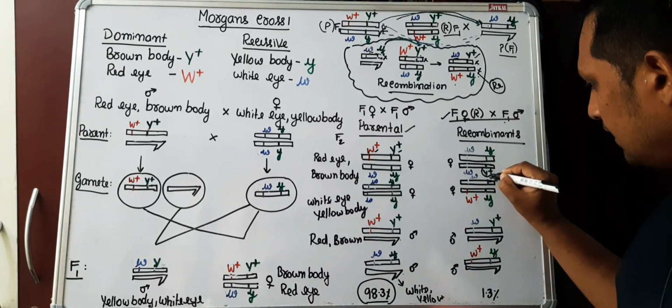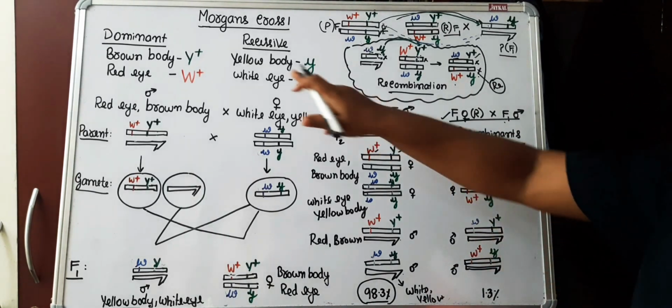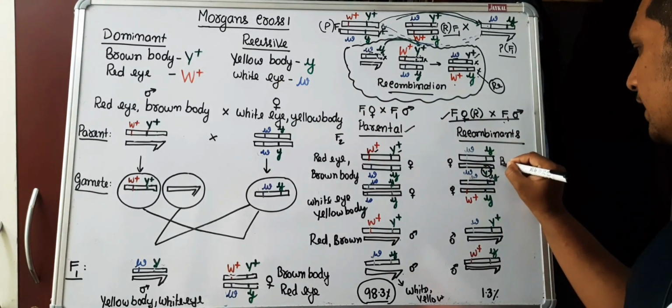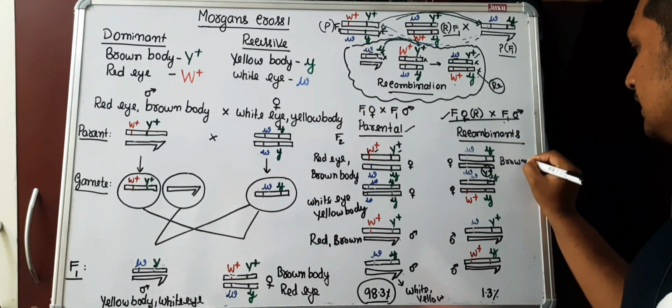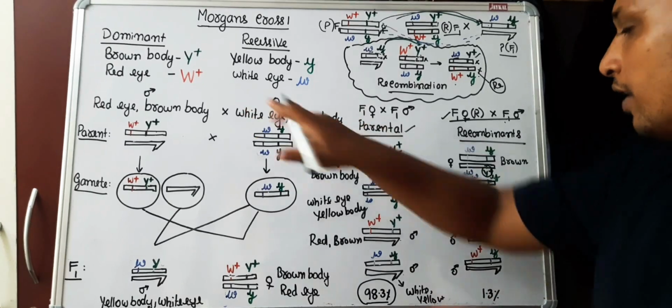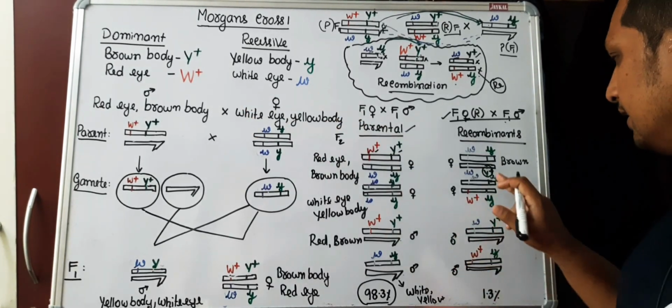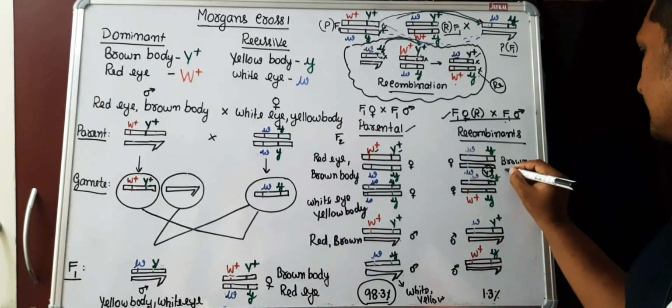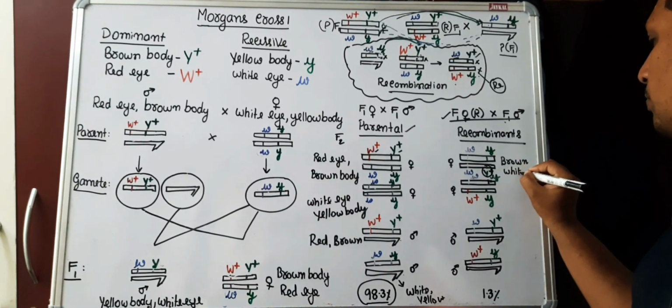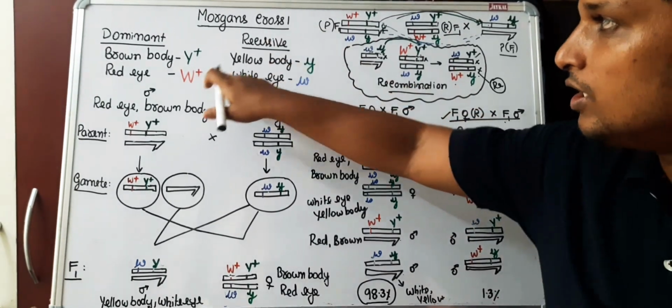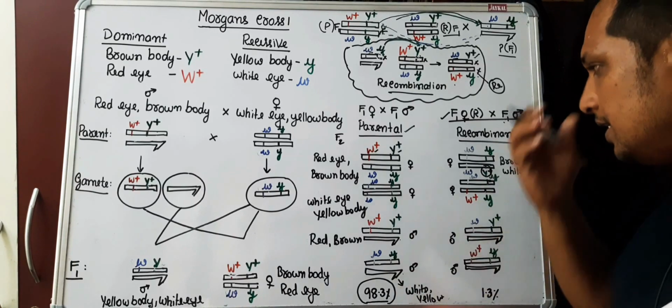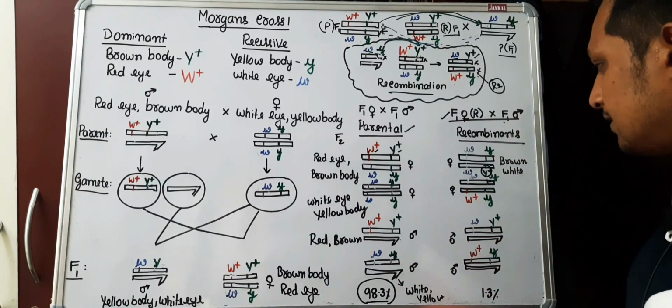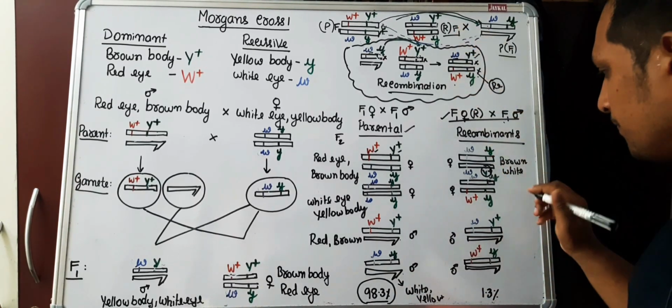Y plus is there in the first female. Y plus is brown body, but for eye color it is not dominant. Instead, eye color is recessive, white eye. Brown bodied, white eyed is not a parental type, it is a new combination called recombinant. That's how recombinants were got.